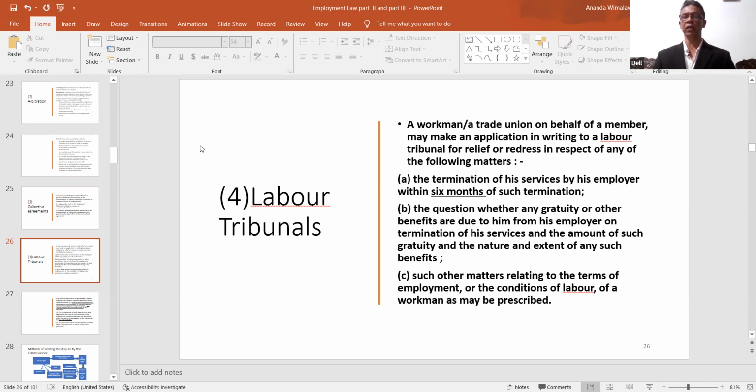employer within 6 months of such termination, within 6 months from the date of such termination. B, or 2.